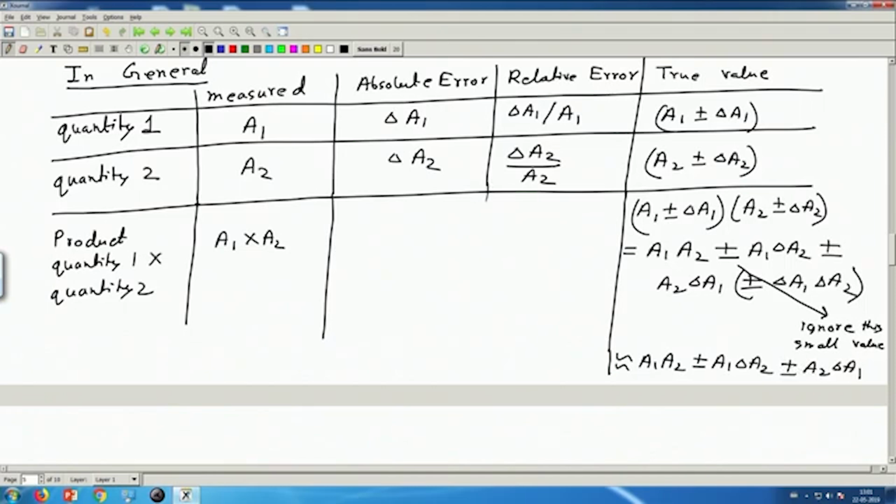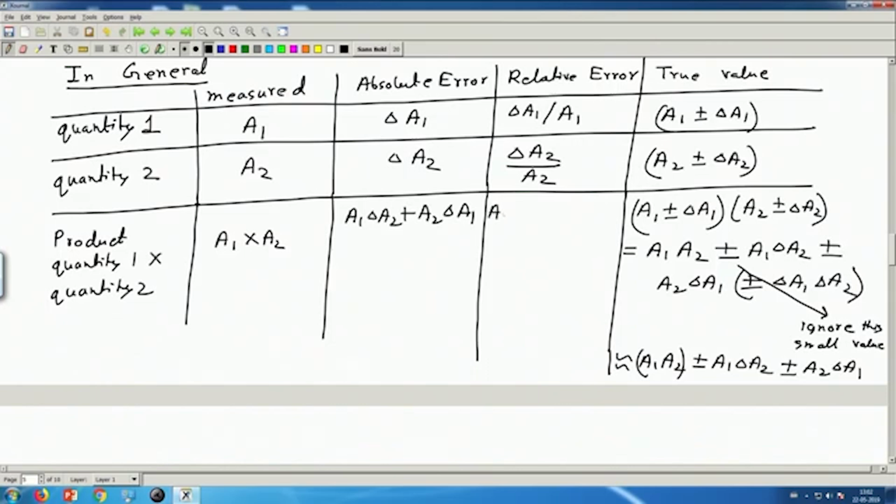Okay, now we can find the absolute error. So this is the estimated value, and the absolute error is this. Now the worst case, the extreme case, will be when both these errors are positive together or negative together. Then we will have maximum error. So the worst case error, the limiting maximum error or absolute error, is A1 delta A2 plus A2 delta A1.